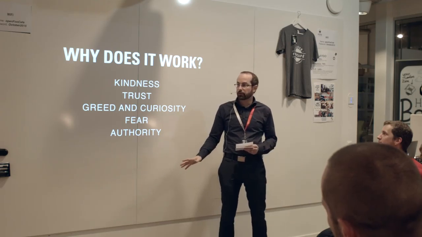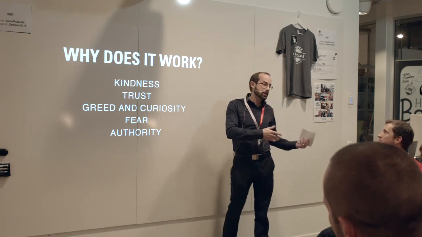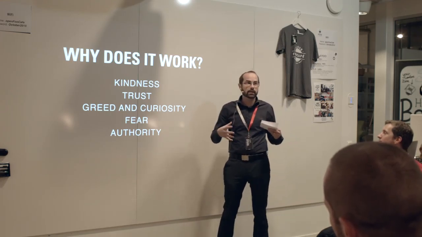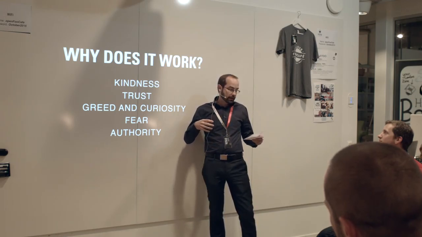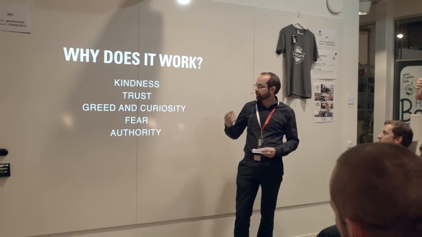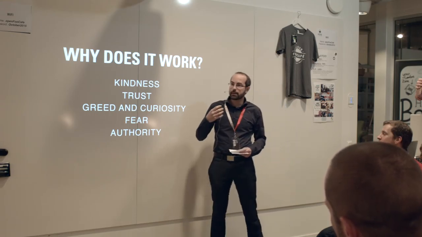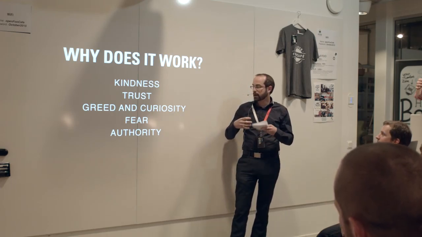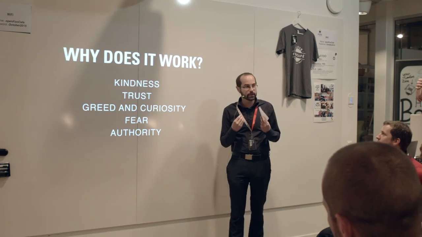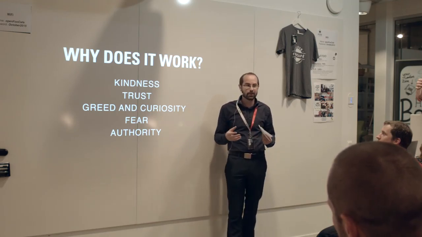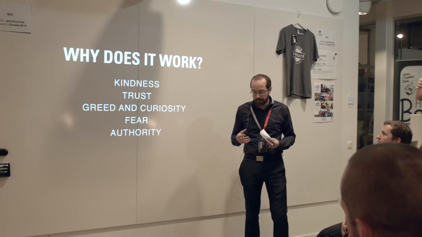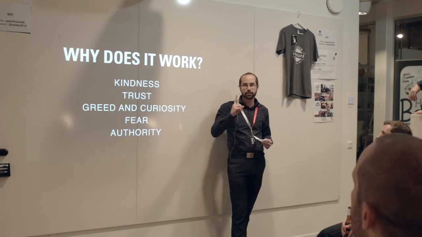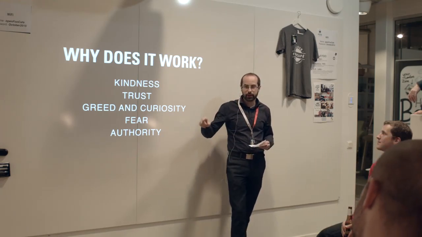The last one is authority. And this is a good one. From when we were quite small, we learned about authority. First off, it's our parents. And then it's our teachers. And then it might be the police, or your bosses, or society as a whole. Society in itself imprints a few icons that represent authority into us. And I'll give you a few silly examples of this.